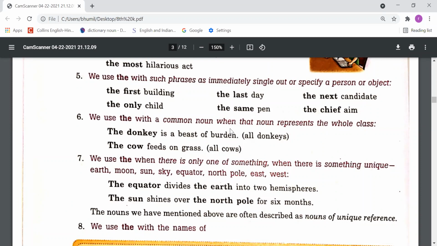Next, the cow feeds on grass. We are not talking about only one cow. We are talking about the race of the cows, right? The complete race of the cow. So in that case also, when any singular noun represents the whole class, we should use the article.